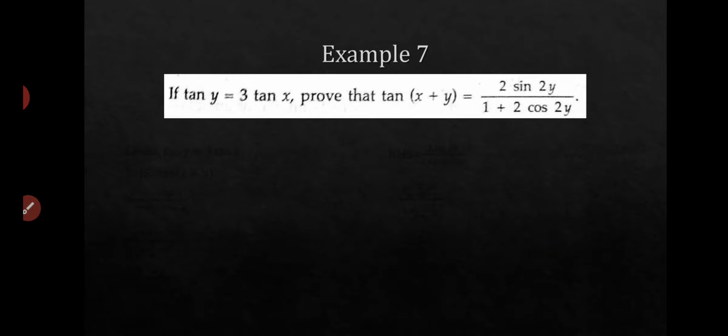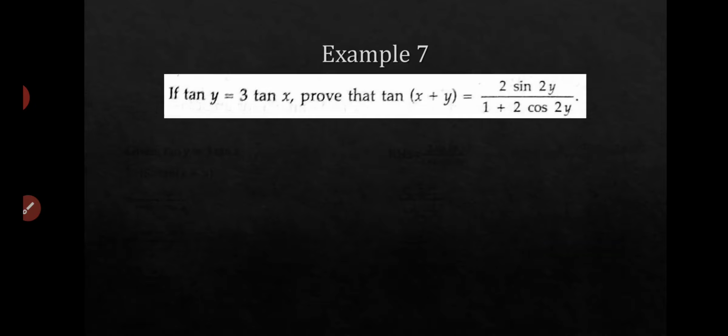If tan y is equal to 3 tan x, prove that tan of (x plus y) is equal to 2 sin 2y by (1 plus 2 cos 2y). Now this is a problem where we are going to solve both left hand side and right hand side separately, and we will come to a similar conclusion.